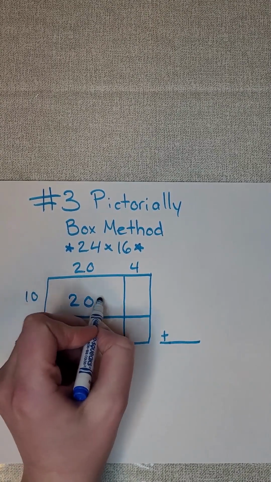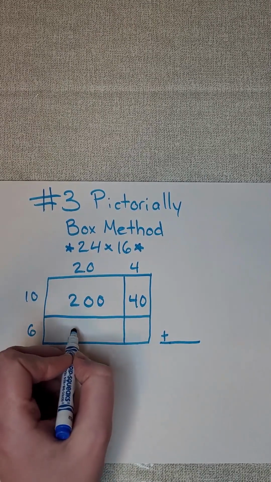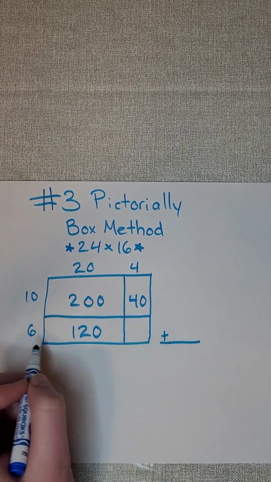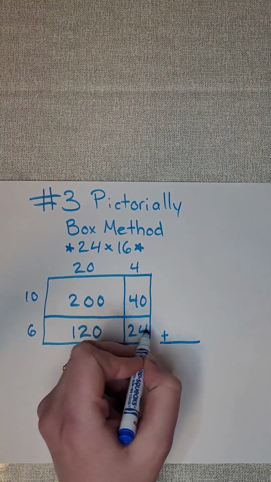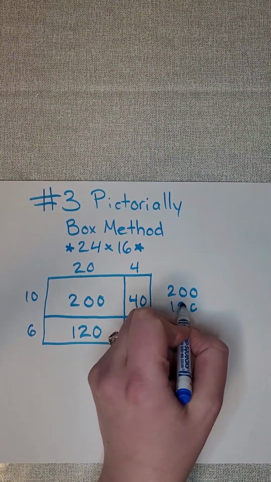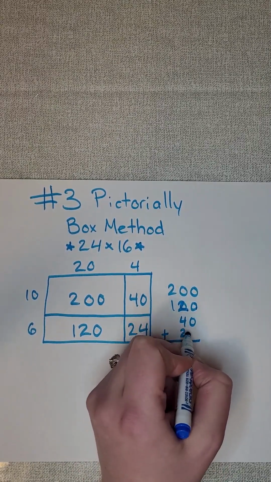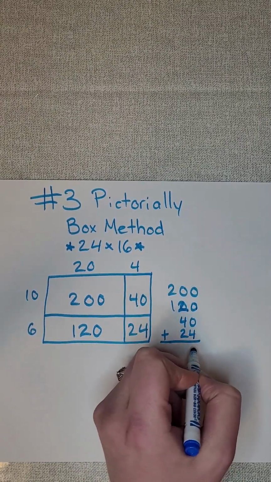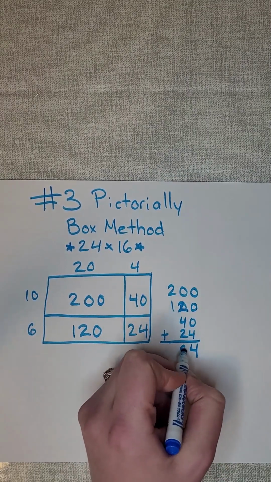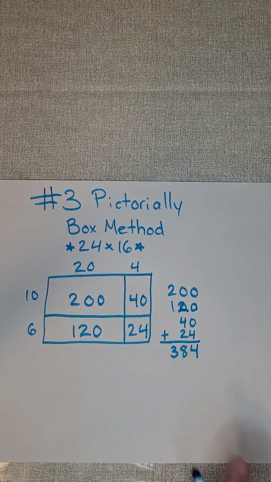So 20 times 10 is 200, 4 times 10 is 40, 20 times 6 is 120, and 4 times 6 is 24. I'll write them on top of each other to add them. 200 plus 120, and then 40 and 24. To add that all up, I have 4 ones, 8 tens, 3 hundreds, giving me a product of 384.